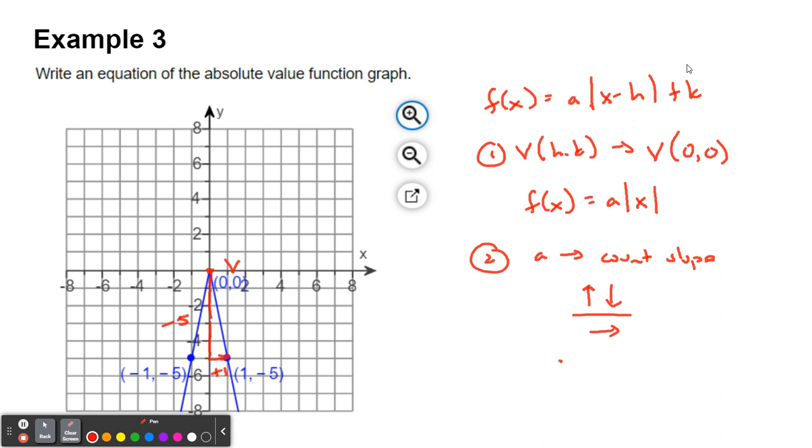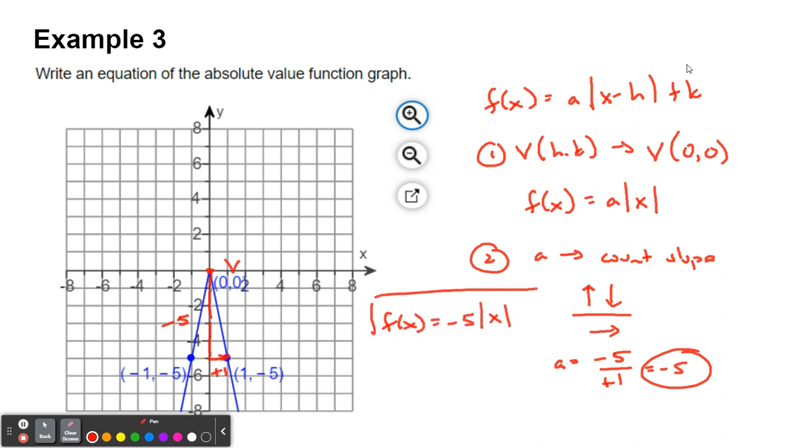So my a value here is going to be down 5, right 1. That is a negative 5. And there's your a value. So your function here is going to be f of x equals negative 5 absolute value of x. And that's the final answer.